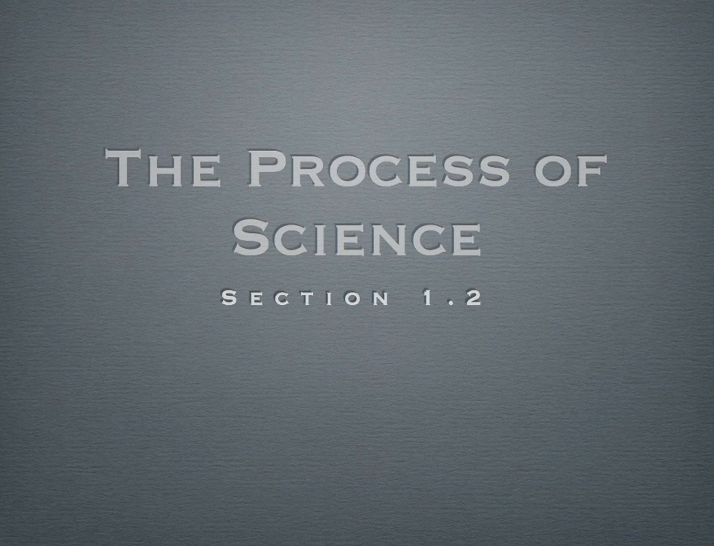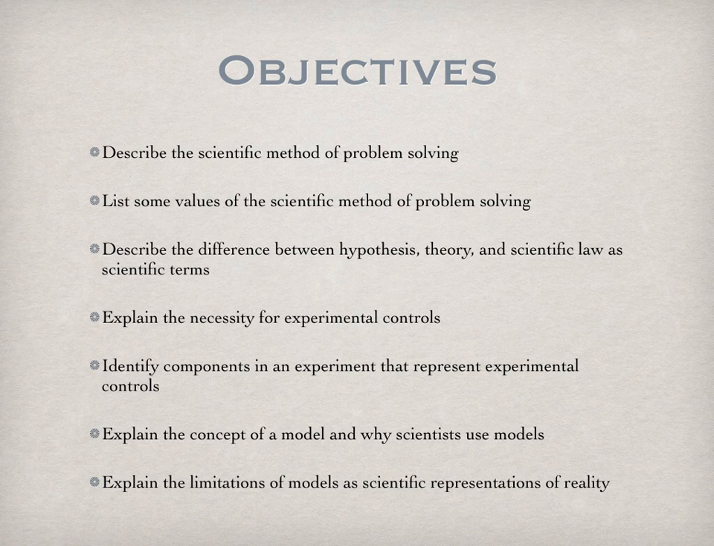All right, this is section 1-2, the process of science. And here are our objectives, things we're going to try to cover. We're going to talk about the scientific method and be able to list some values for that. Know the difference between these terms: hypothesis, theory, scientific law. Talk about experimental controls and what some of the components of that are. And be able to understand the concept of a model and why we use those and some of the limitations that are involved in those.